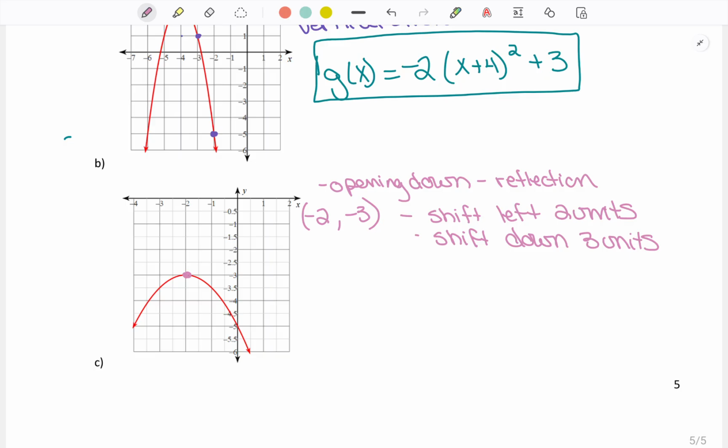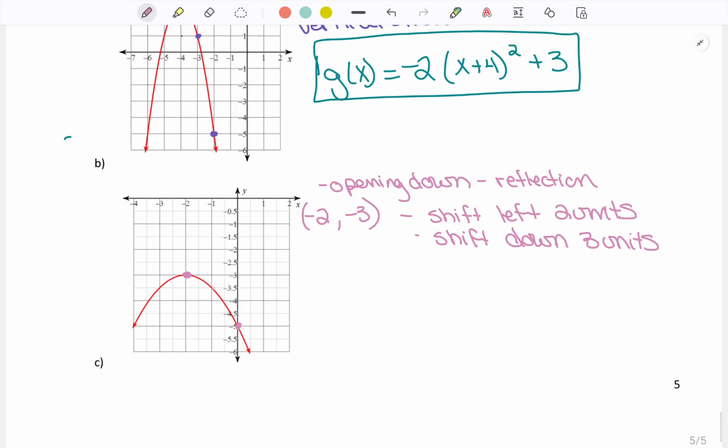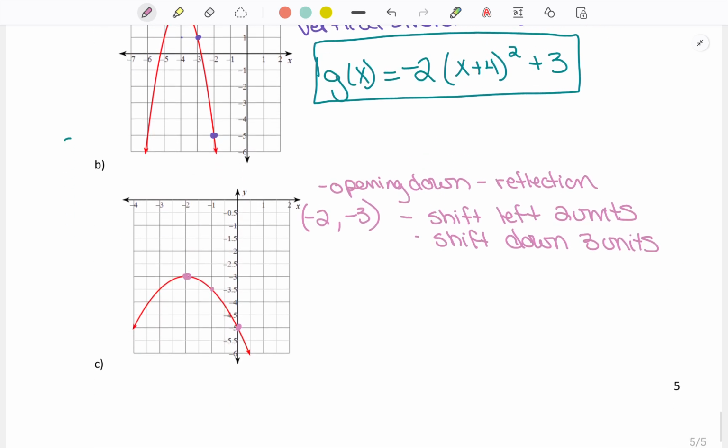So then, looking at where we hit crosshairs again, you can almost kind of see it a little bit better if we hit the half points. But we are going up 1 over 2 and then up 3 over 2. So this shows vertical stretch, or actually vertical shrink, by 1/2.